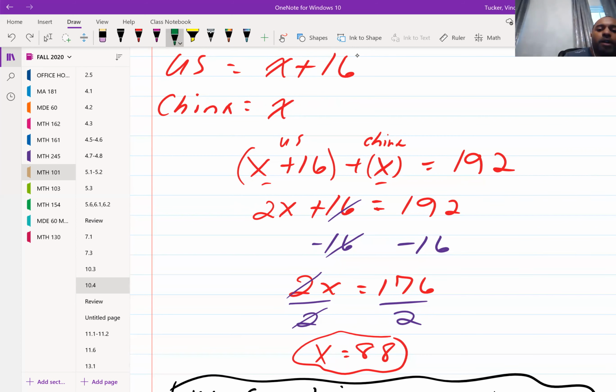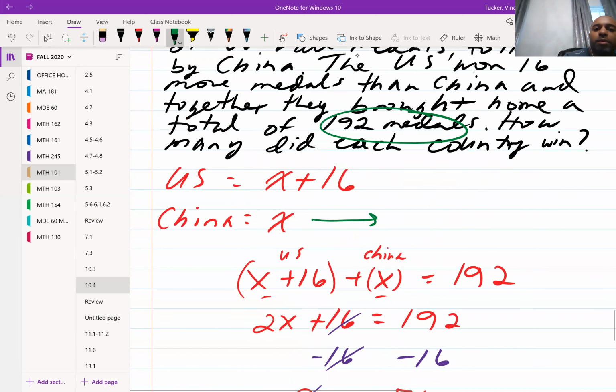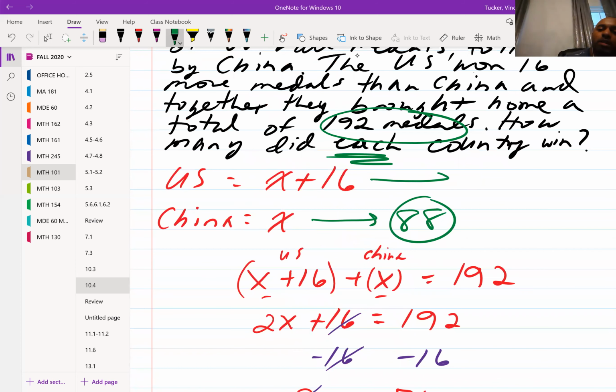All right. And once again, you always want to check to make sure your answer actually answers the question. So here, remember it says find each. So X is equal to 88, and then 16 plus 88 is 104.